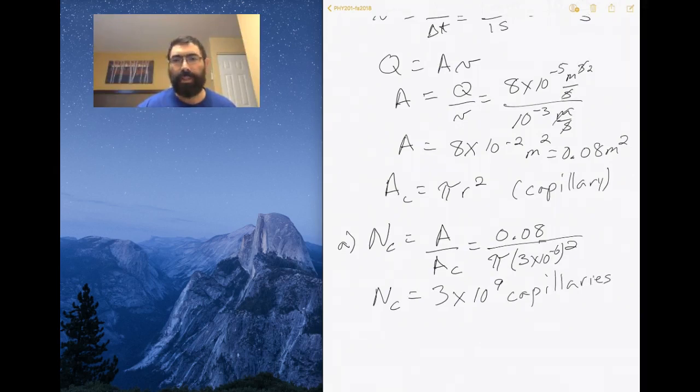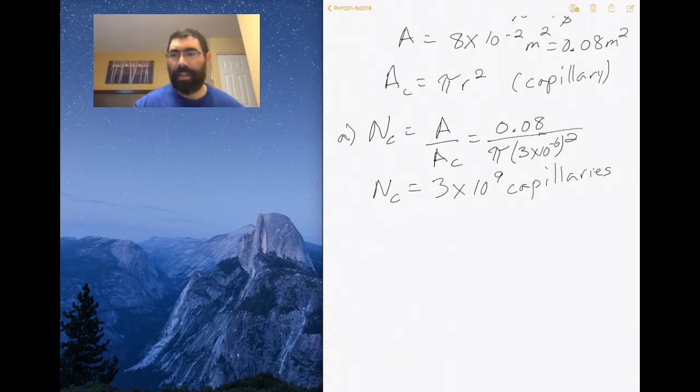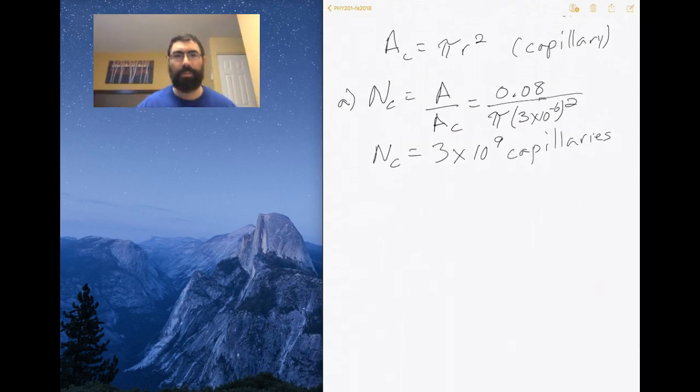So it's a much easier determination than having to dissect something and sit under the microscope and count 3 billion capillaries, which could take a long time, especially if you're using unpaid undergraduate volunteers.